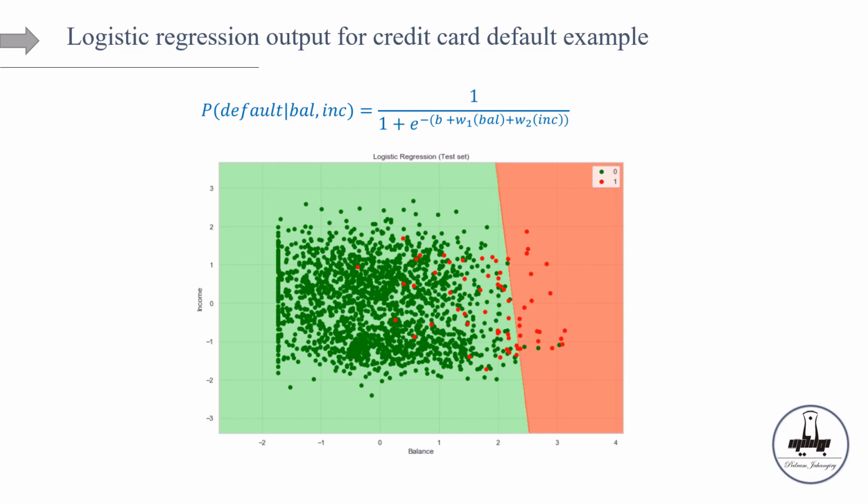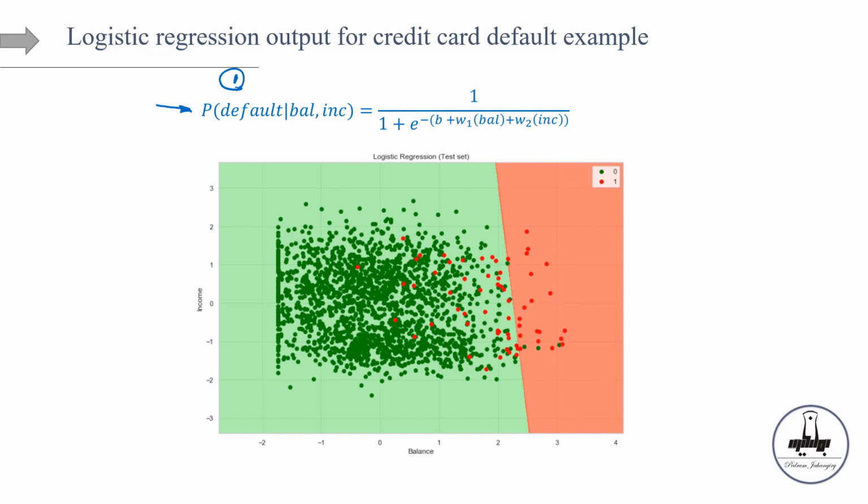Finally, let's look at the logistic regression output for our credit card default example and see what the decision boundary looks like. So here's the model. This is our logistic regression model, the probability of y given x. This is the probability of default, what we call success here. The probability of y equal to 1 given your feature space is equal to 1 divided by 1 plus e to the power of minus something, using the sigmoid transformation.